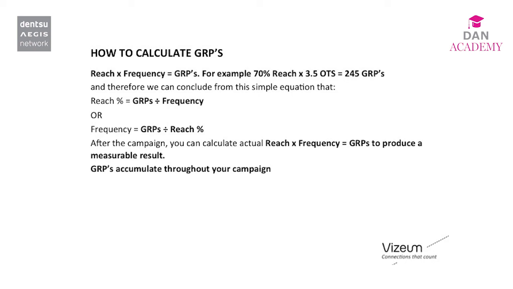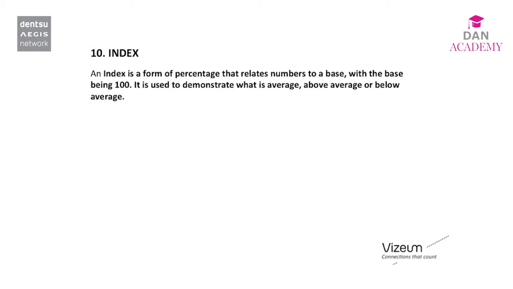And if you go back to school, mathematics and algebra, as you start to flick things around and do your equations, you can see variations where reach is GRPs divided by frequency, or frequency is GRPs divided by reach. So an index is a form of percentage that relates numbers to a base. So the base is 100. Anything below 100 is below the average. Anything above indexes really well, and it demonstrates an above average or below average.